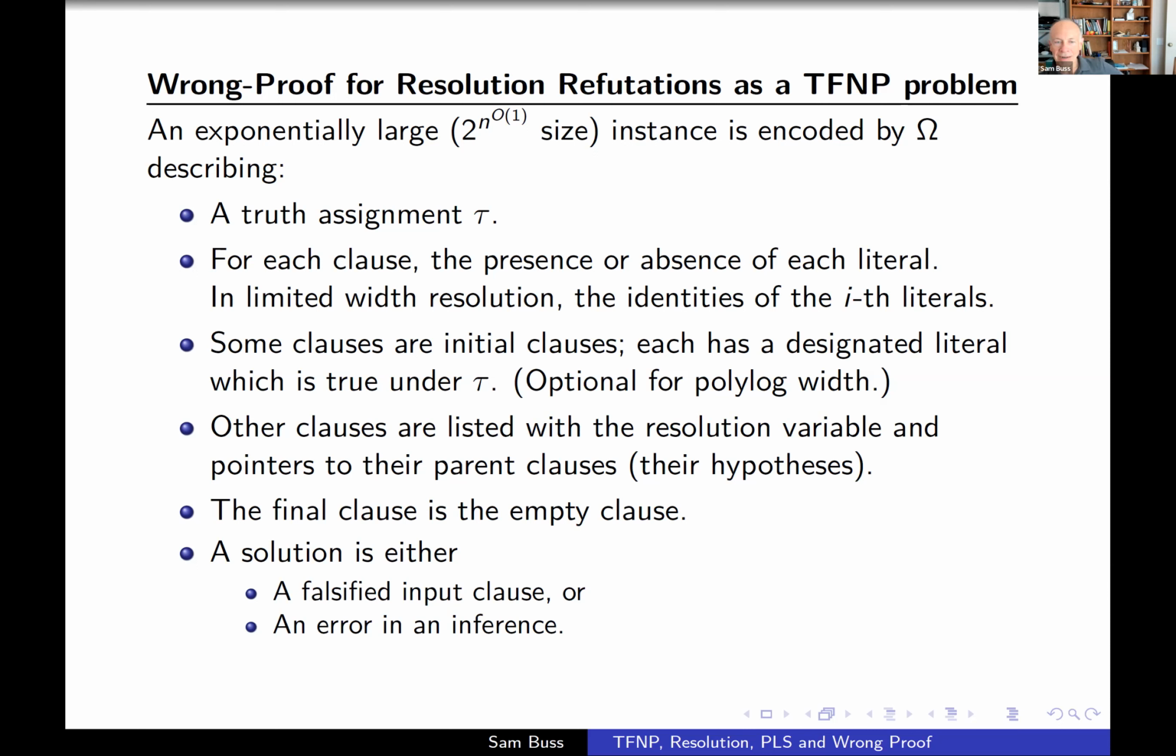And then the final clause is supposed to be the empty clause, and a solution then is either a falsified input clause or an error in an inference, right? And the pointers between them, being able to tell whether a literal is present and what you're resolving on and what you're inferring from, are all enough to let you see if there's a mistake in the proof. So that's important, that we have enough information there to tell that.